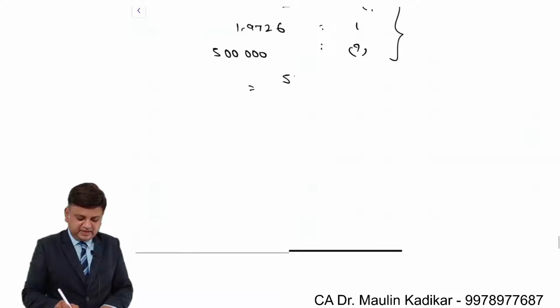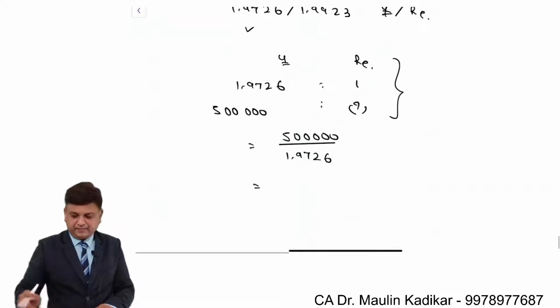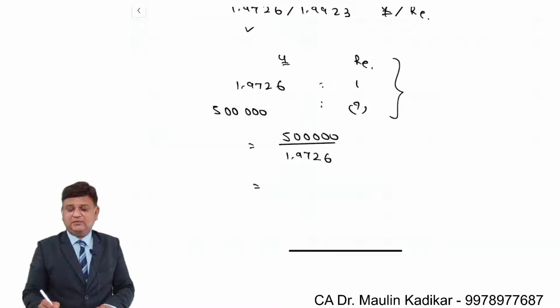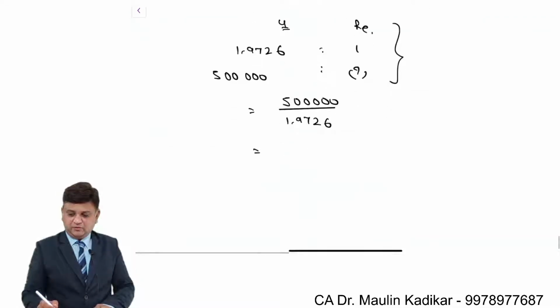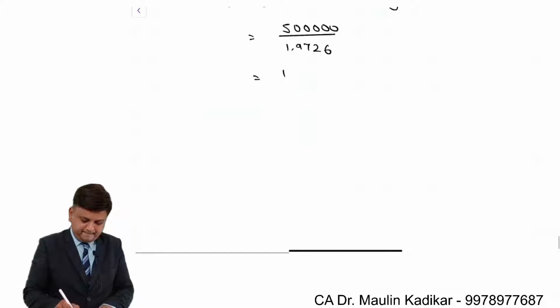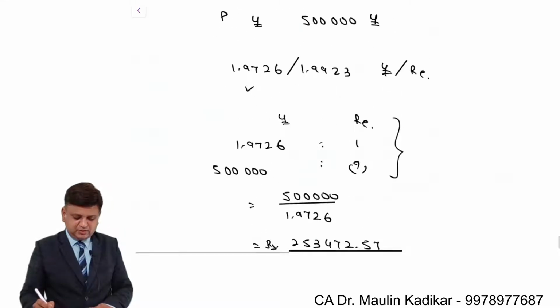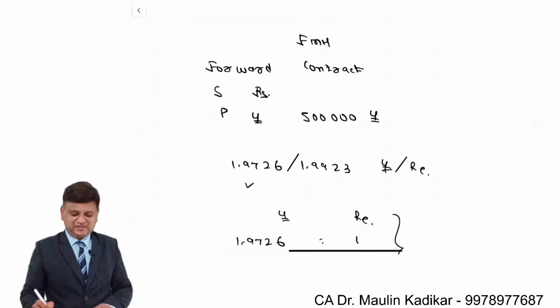So the answer is 5 lakhs into 1, that does not make a sense, divided by 1.9726. So 5 lakhs upon 1.9726, that comes to 2,53,472.57. This is the amount of the rupees which you are required to sell. This is the first alternative, that is the forward market hedge.